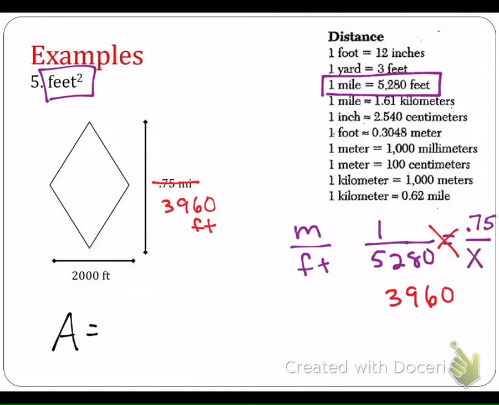Multiply. So 2,000 times 3,960 times what? We're missing part of it. That is the formula for the area of a rhombus. It's 1/2 the diagonal times the diagonal. So 1/2 of 2,000 is what? 1,000. So you're basically just going to tack 1, 2, 3 zeros on the end.